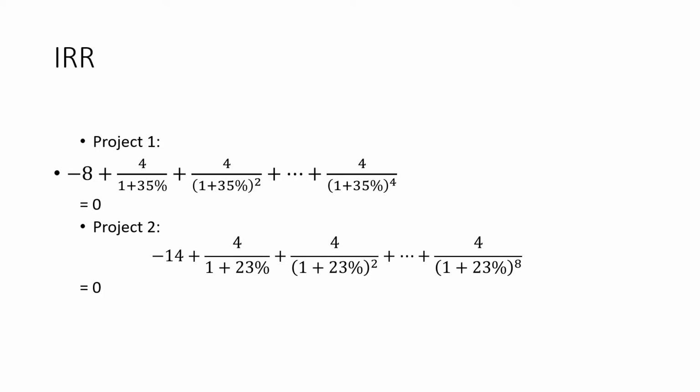Now let's calculate IRR for the two projects. For the first one, the IRR is 35%. For the second one, IRR is 23%. So we will choose the first project.